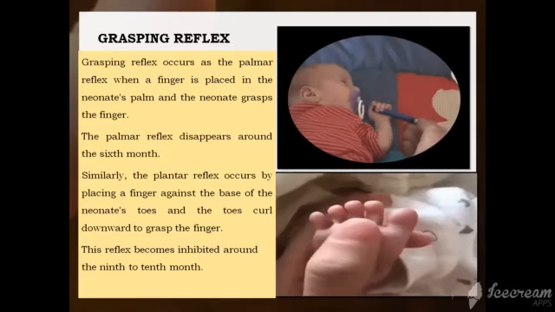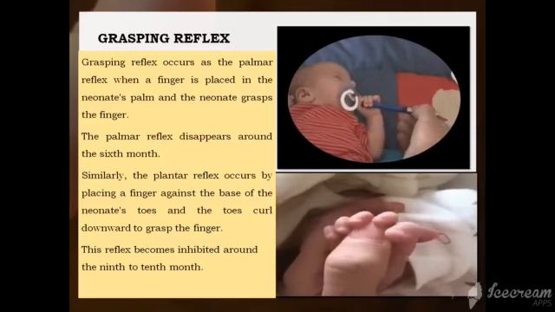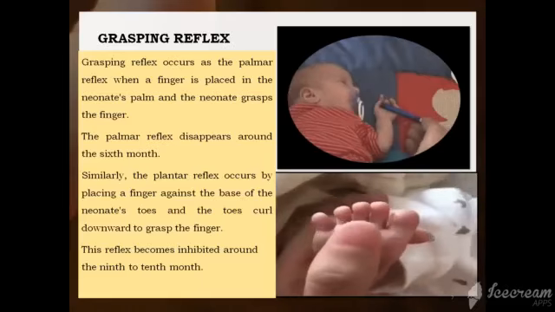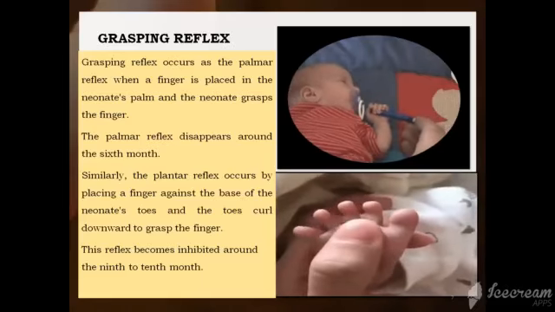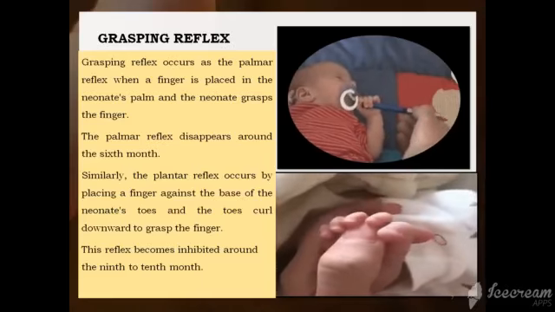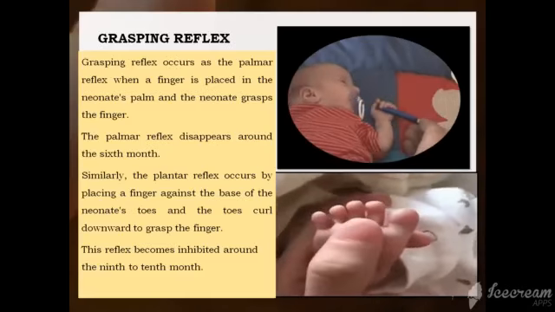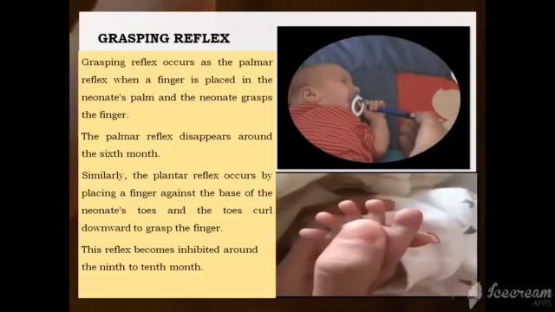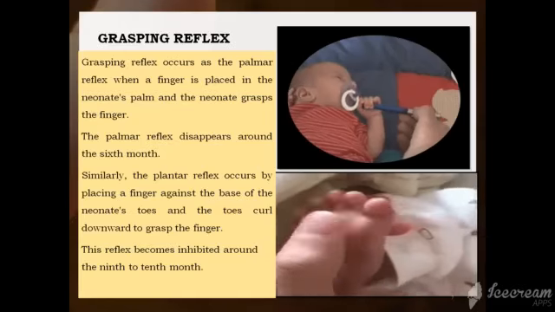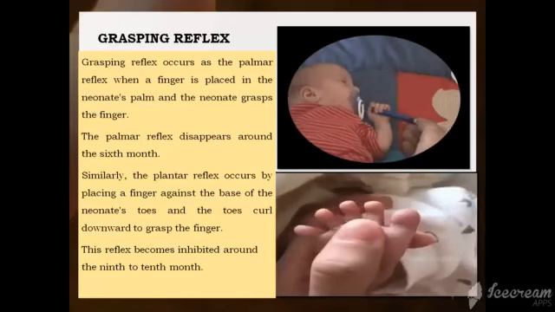The next neonatal reflex is the grasping reflex. This grasping reflex is produced as the palmar reflex when a finger is placed in the neonate's palm and the neonate grabs the finger. As you can see in the first video, an object is placed in the palmar aspect of the neonate's hand and the baby will try to grasp the object. The palmar reflex disappears around 6 months.